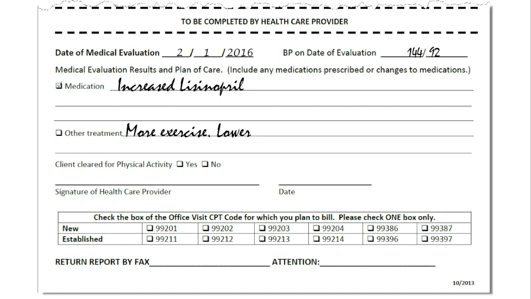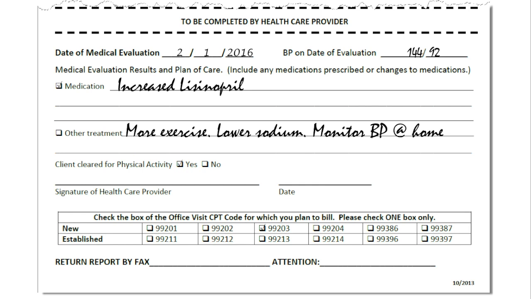So we put the date of the evaluation, what her blood pressure was, what happened, what they did. And we don't need a lot of information here, but just a little bit of something here. They increased her medication. We're also looking at, they told her to get more exercise, to cut back on her sodium, and to monitor her blood pressure at home. And then you see that she's also been cleared for physical activity.